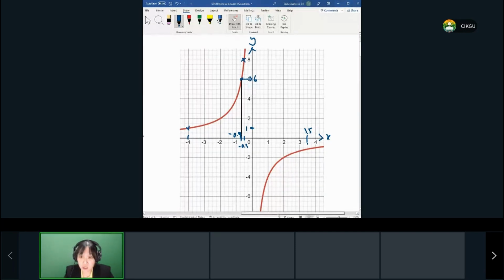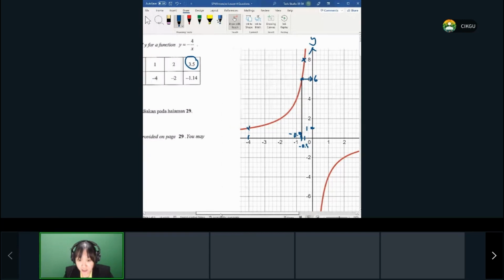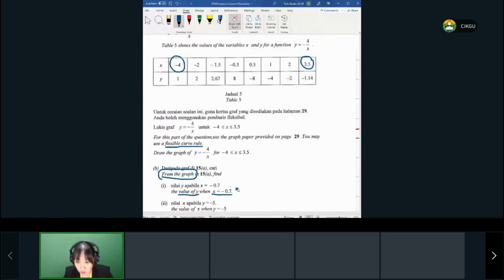So in your paper, please do not erase this line, because this line shows the examiner that you actually know how to get the answer from the graph. Don't erase this line, leave it there, drawn out for the examiner to see. Then of course you write your answer right here: y equals 6. That's the answer for part 1.